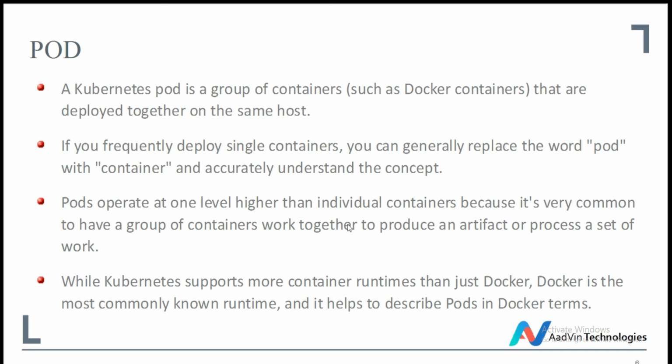Pods operate at one level higher than the individual containers because it's very common to have a group of containers work together to produce an artifact or process a set of work. So pods are a little bit higher than individual containers. While Kubernetes supports more container runtimes than just Docker, Docker is the most commonly known runtime and it helps to describe pods in Docker terms. So in Kubernetes, Docker is the most commonly used container runtime.